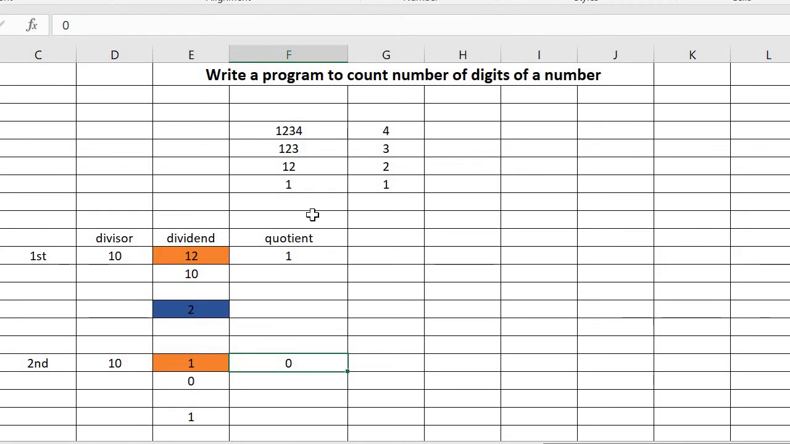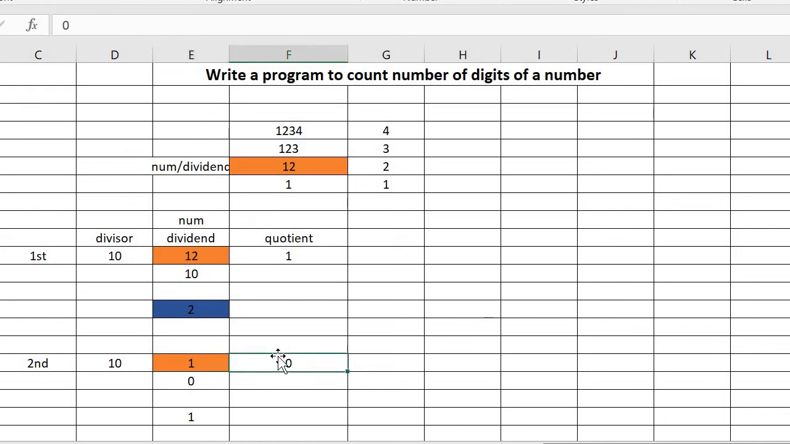So I will repeat it again. The number given to me was 12. Let me call it number, or you can also call it dividend. So number is 12. If number is greater than 0, divide it by 10 and store the quotient. What is the quotient? The quotient is 1. Is it greater than 0? Yes. Divide it again. So I have divided it again by 10 and now I have got the quotient 0. The value of the quotient becomes the number, right? This dividend is my number as well.